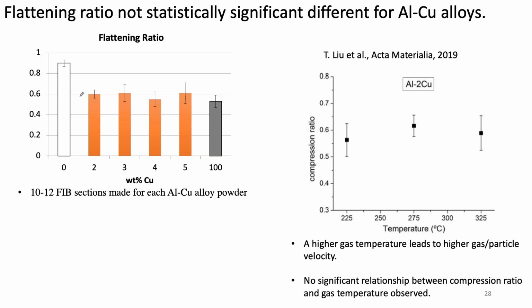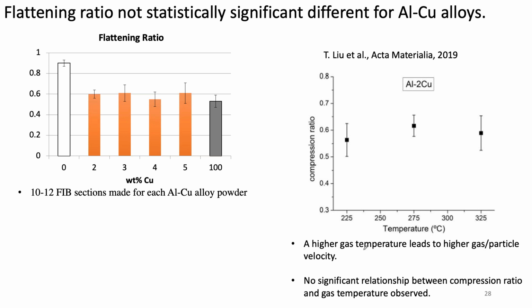And so these are the statistics that we got. What you can see is a lot less flattening than for pure aluminum, but perhaps a little bit more quantifiably than we got with copper. But no real statistical difference between the alloy as a function of copper content. So that was pretty interesting.